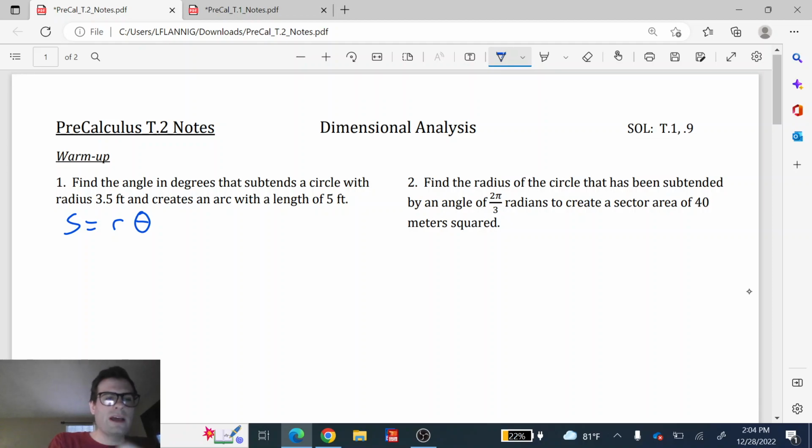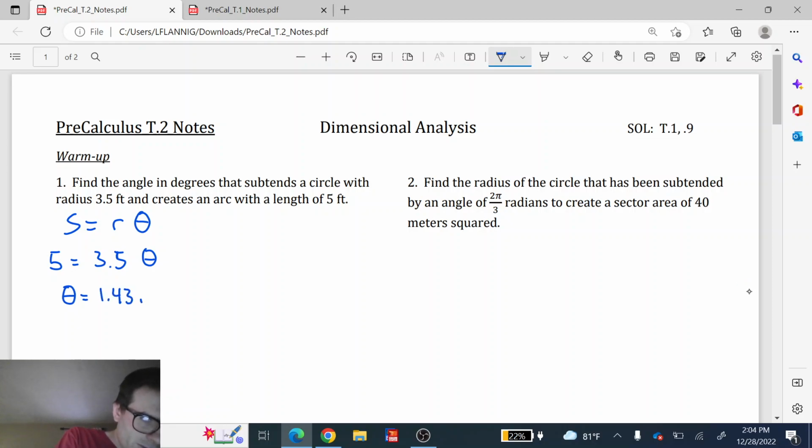We want to do S is 5. We know the arc length is 5, which equals the radius, 3.5, times theta. Theta is not given to us, but we can find it pretty easily. We just do 5 divided by 3.5, and then you get theta equals roughly 1.43 radians. However, the question did not ask for the final answer in radians. We want to convert that into degrees.